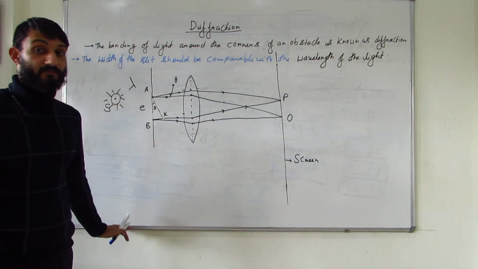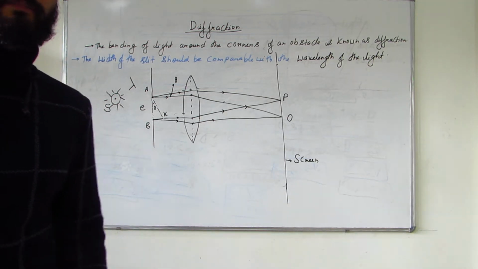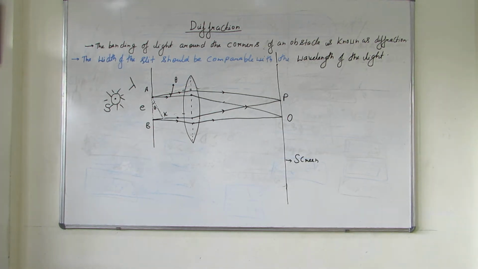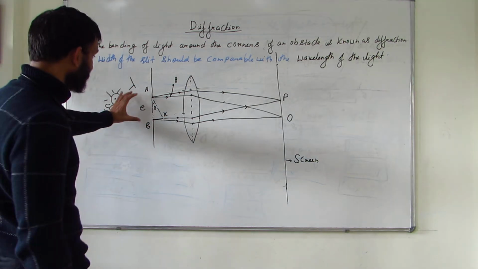And before this we have studied about interference, so now it becomes a little easy to understand. But in the case of interference we had two slits. Here we have just one slit.